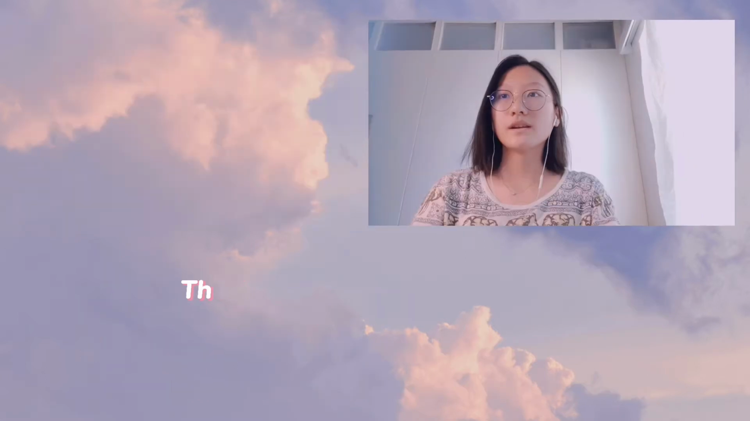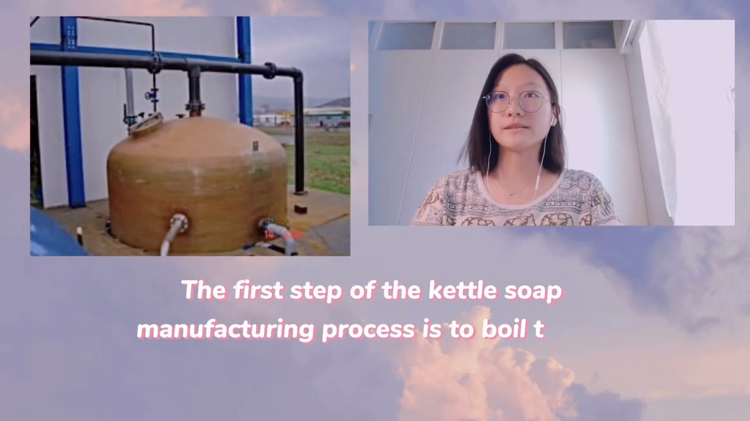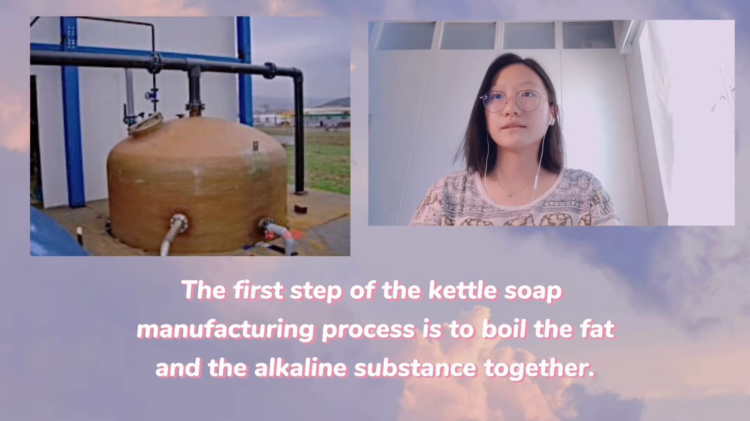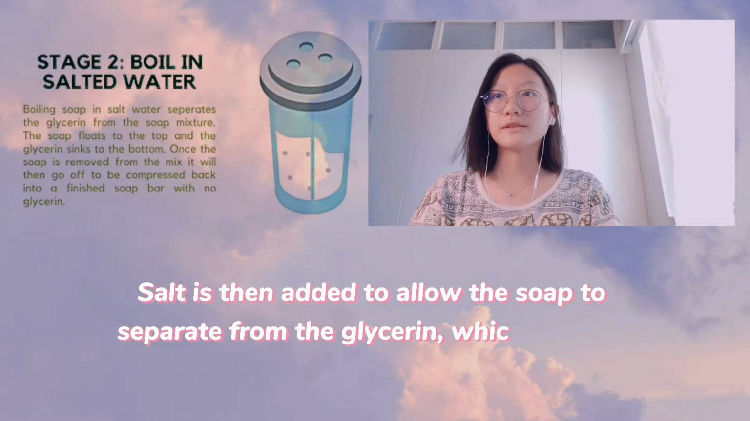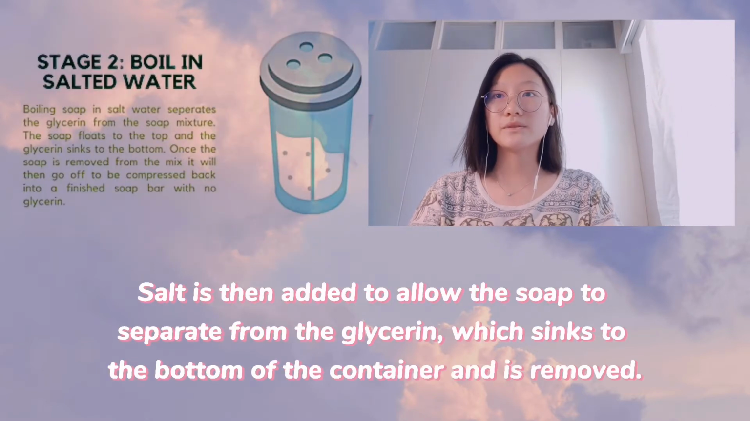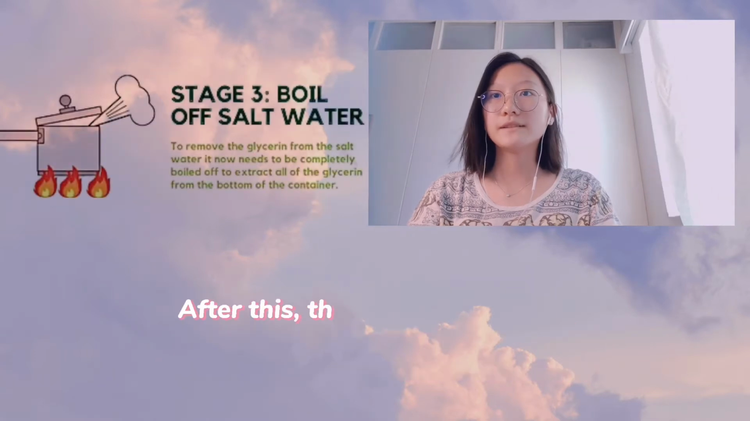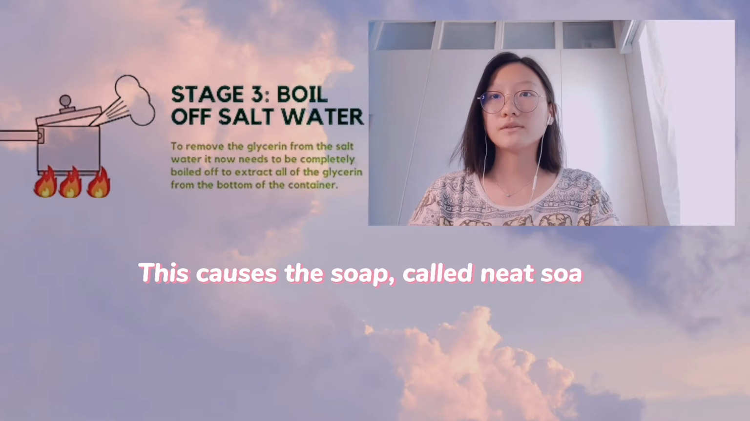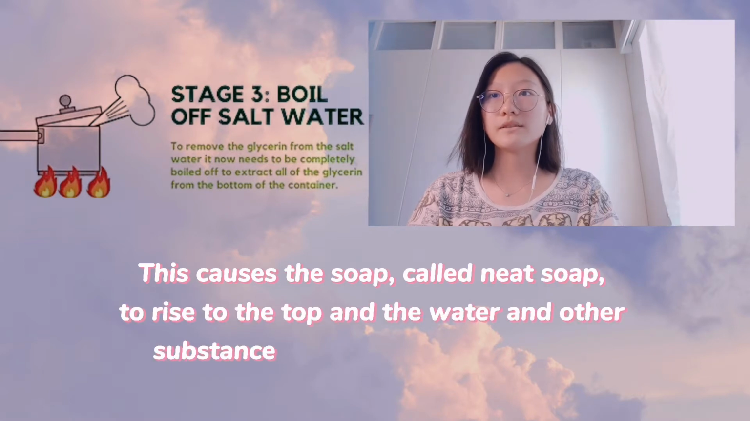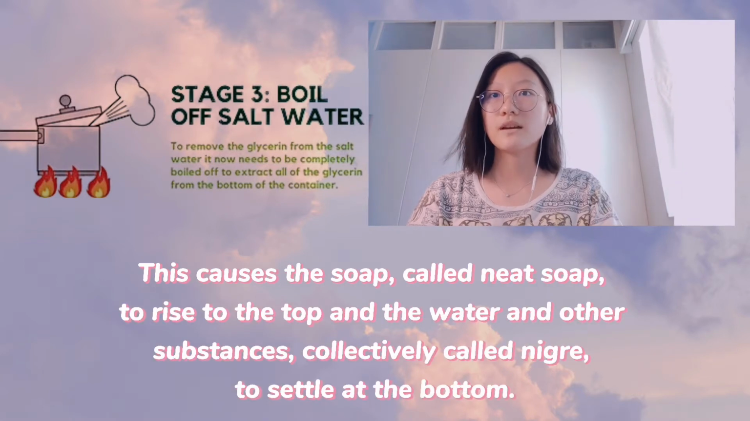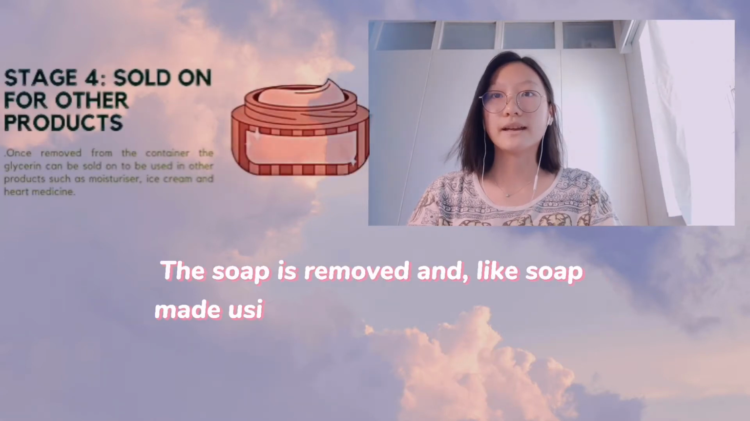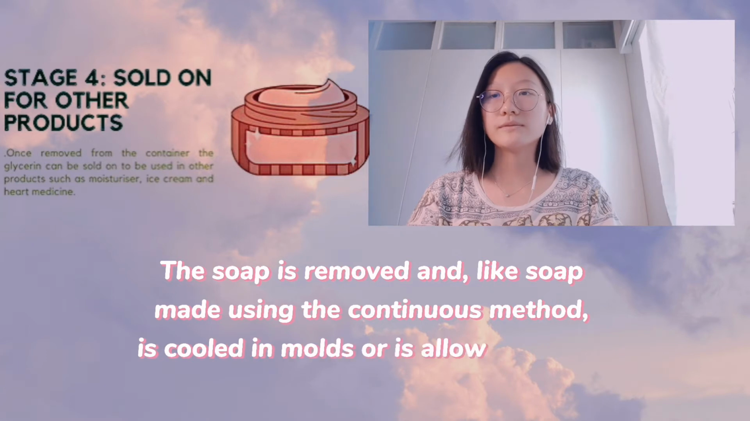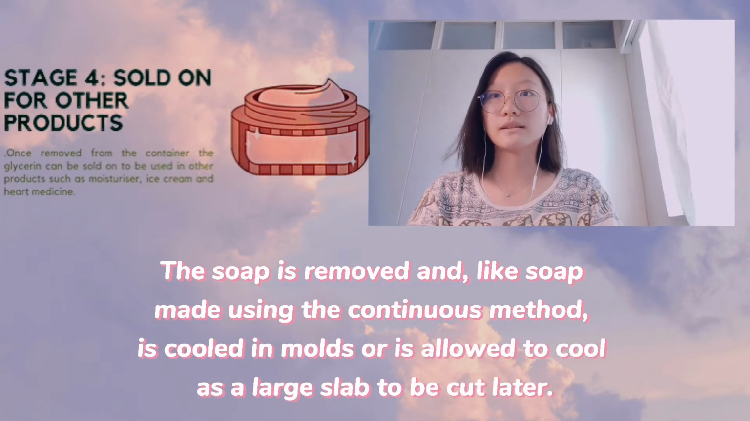The first step of the kettle soap manufacturing process is to boil the fat and the alkaline substance together. Salt is then added to allow the soap to separate from glycerin, which sinks to the bottom of the container and is removed. After this, the soap is pitched, water is added and the liquid is boiled. This causes the soap, called neat soap, to rise to the top and the water and other substances, collectively called nigre, to settle at the bottom. The soap is removed and, like soap made using the continuous method, is poured into molds or allowed to cool as a large slab to be cut later.